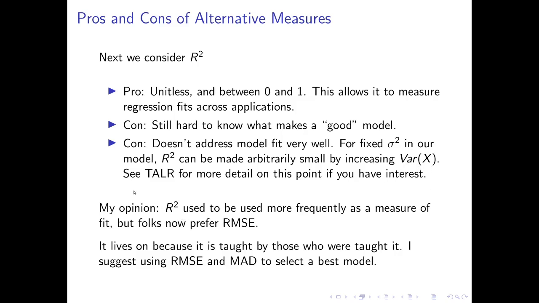But there are some times when you cannot use RMSE and mean absolute deviation because you're comparing across two models with different y measurements. If you had a y that you were predicting and a transformed y, and you wanted to compare them, RMSE and mean absolute deviation would have different units, so you couldn't compare them, and then you would basically have to use r squared.